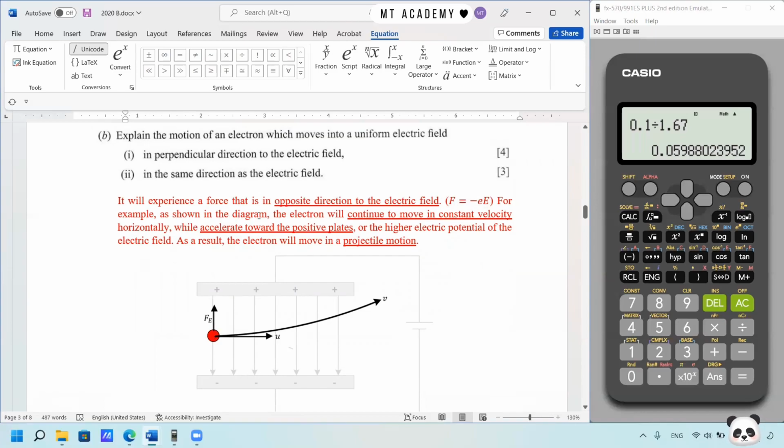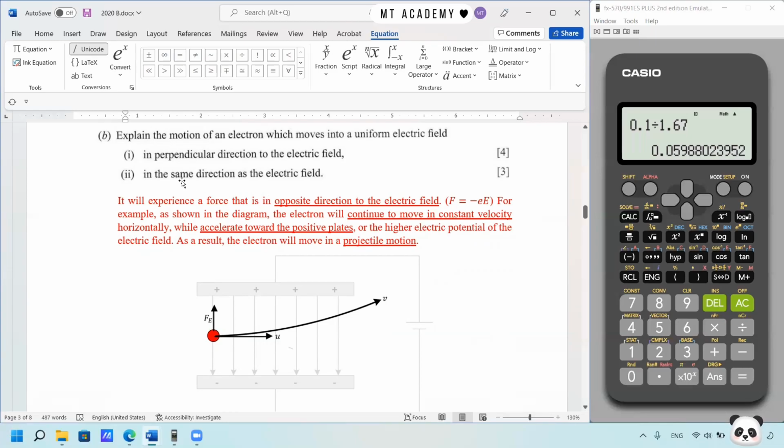As shown in the diagram, the electron will continue to move at constant velocity in the horizontal component, while accelerating towards the positive plate, or we can also mention towards the higher electric potential in the electric field. As a result, the electron will move in a projectile motion.